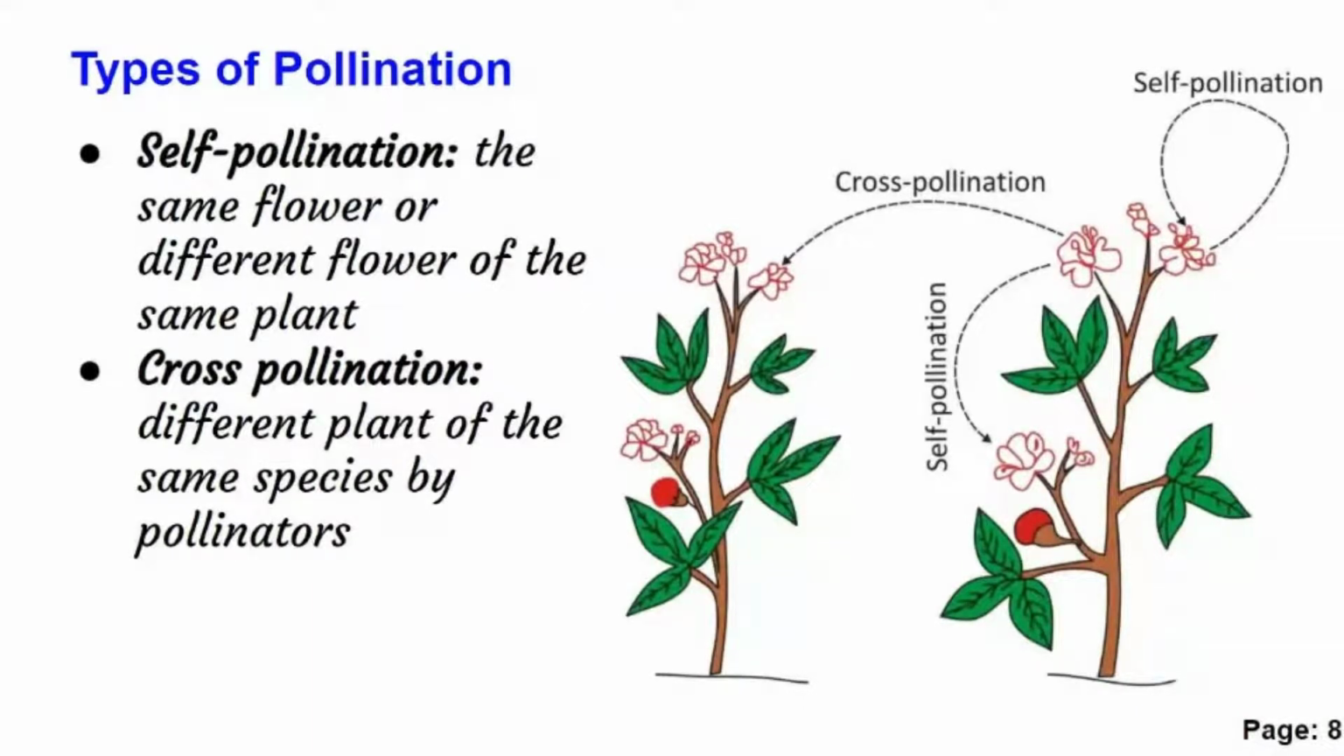Cross-pollination is the transfer of pollen grains from the anther of a flower to the stigma of a flower of a different plant of the same species. And here it can be seen in insects, like in apples, grapes, pumpkins, strawberries and so on.